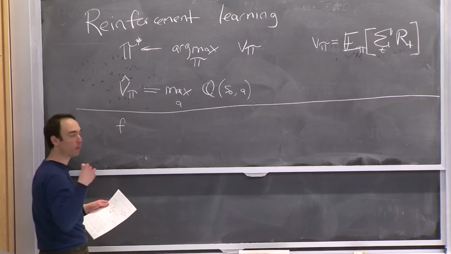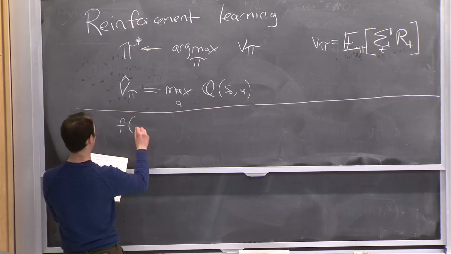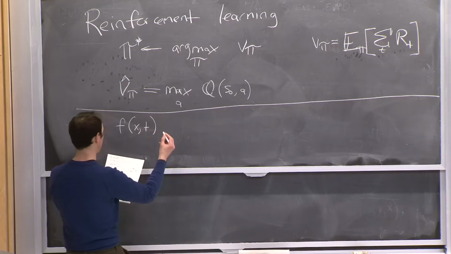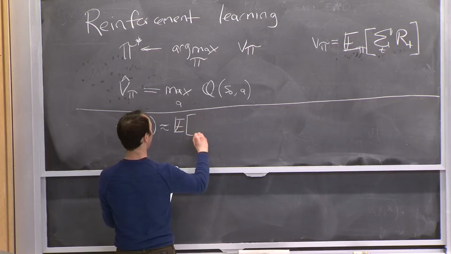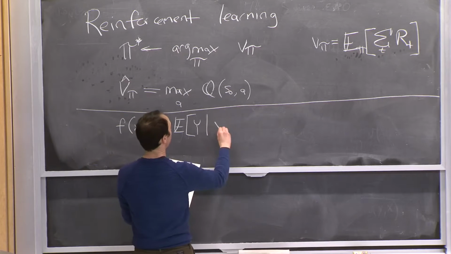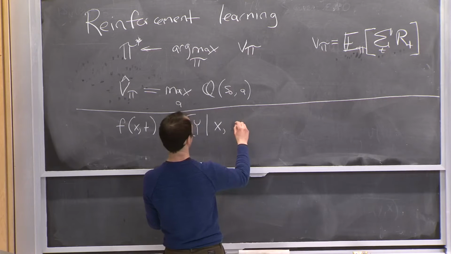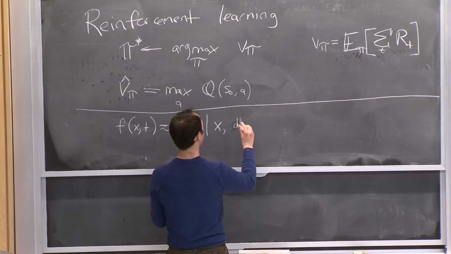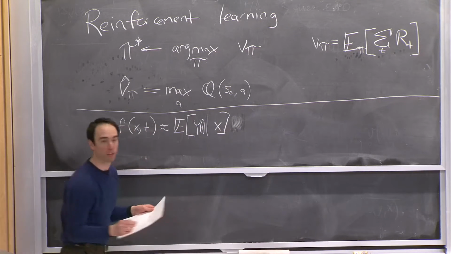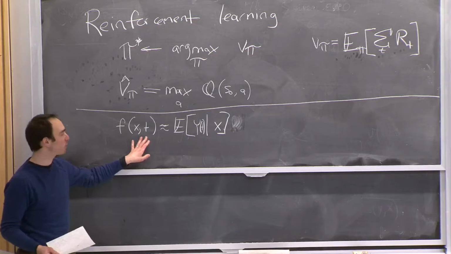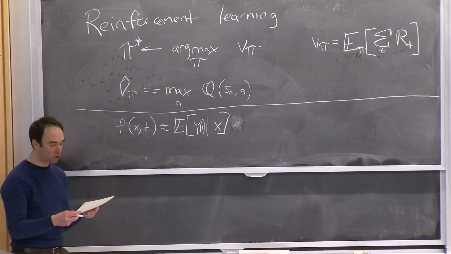learn, if we use a covariate adjustment approach, some function f of x comma t, which is intended to be an approximation of the expected value of your outcome y given x comma t, that is, y of t. So the goal of covariate adjustment was to estimate this quantity. And we could use that then to try to construct a policy.